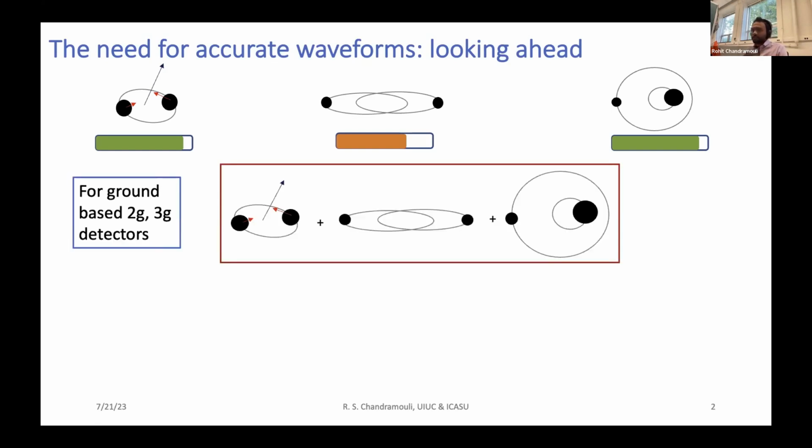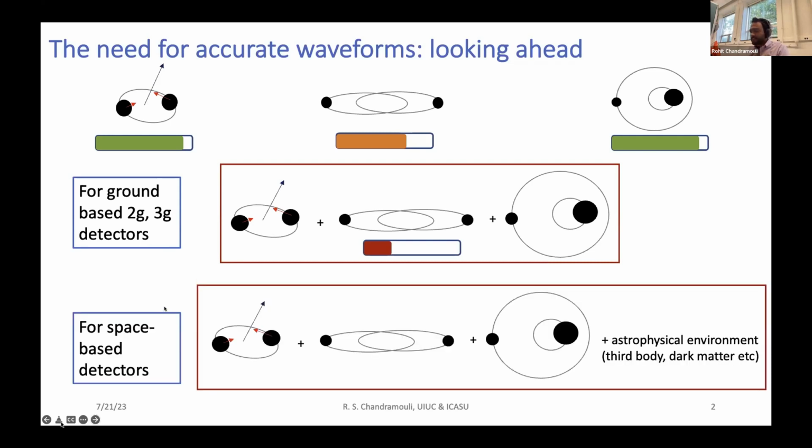And why is this an issue? Well, when you go to advanced detectors, there's a chance that you might observe sources that have effects of spin precession and eccentricity and higher modes. And there's a need to then build accurate waveforms that capture all of these effects.